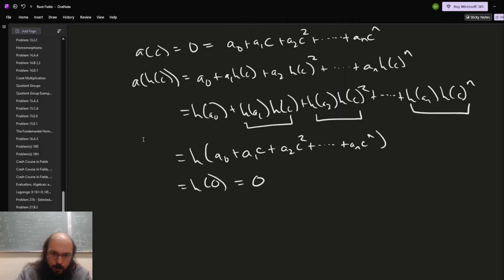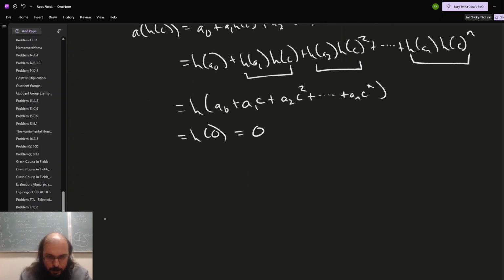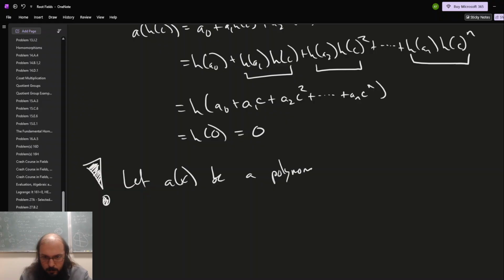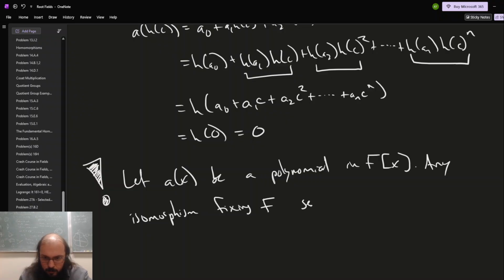So our first little result, very important result. I'm going to put an exclamation mark here because we're going to use this. This is going to be a core insight for later, even though it's not in Pinter promoted to a theorem. Let A of x be a polynomial, in particular, a polynomial in F[x]. I should actually write down all the assumptions, right? Any isomorphism fixing F sends roots to roots.